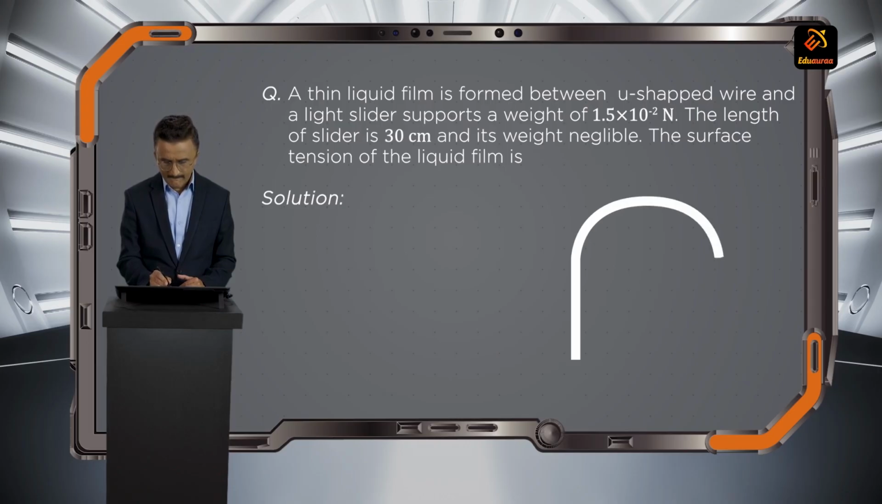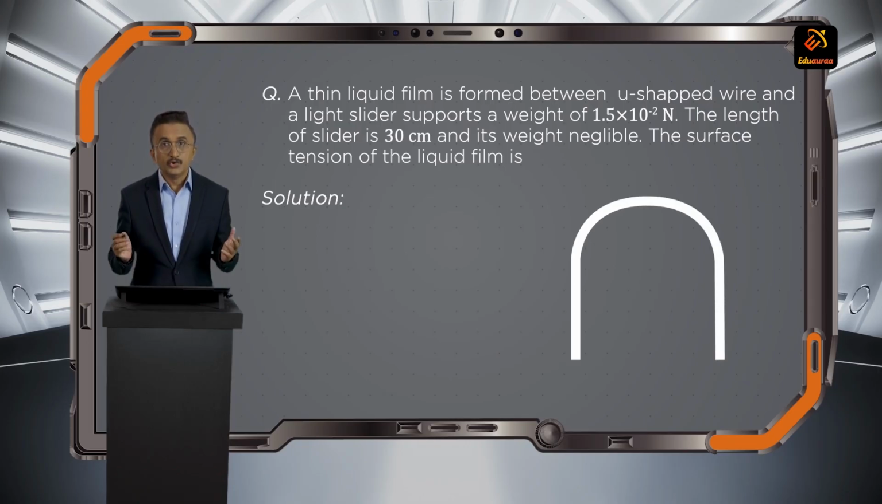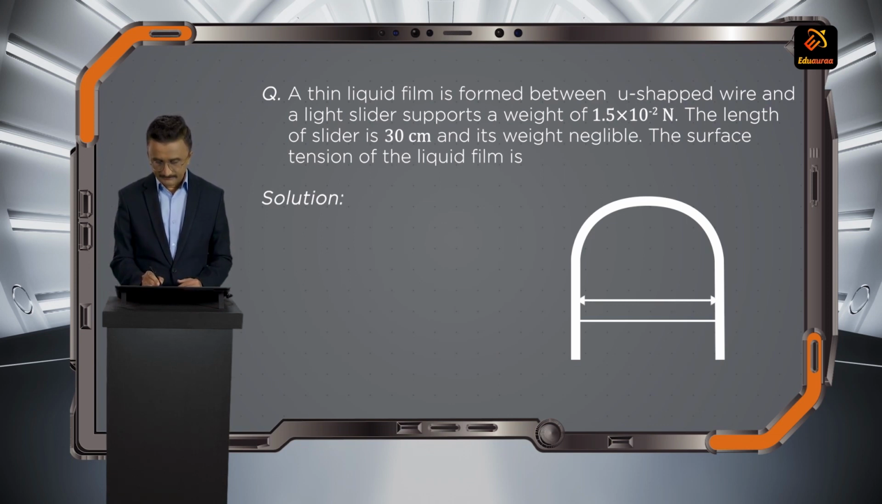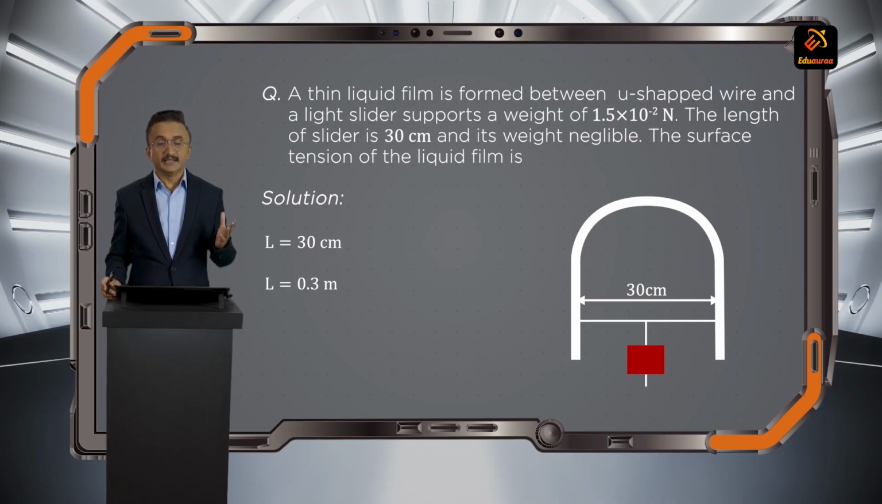So let me draw the diagram. Here we have the U-shaped tube, and here the thin wire is there. The length of this wire or slider is given as 30 centimeter, so it is 0.3 meter. And the weight which is suspended over here is nothing but force. So force is equal to 1.5 into 10 power minus 2 Newton. What we have to find out? We have to find out the surface tension, so T.